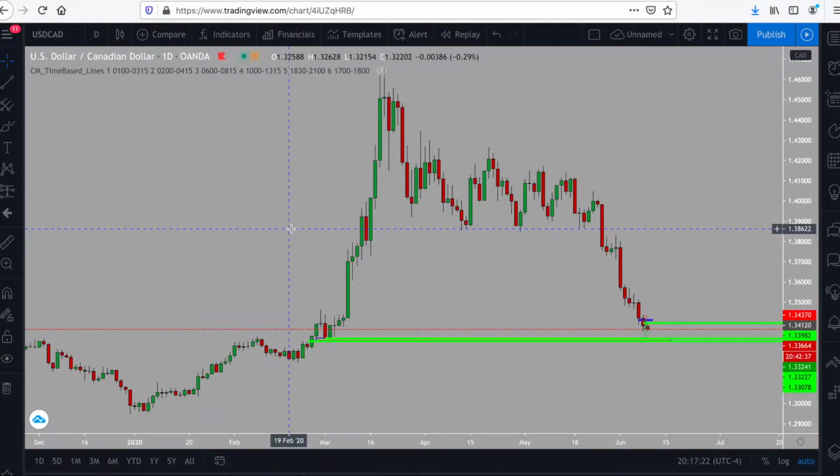Okay, what's up, y'all? So I pretty much took a sell trade on USD CAD earlier this morning. So I just want to go over it quickly, just a brief analysis.